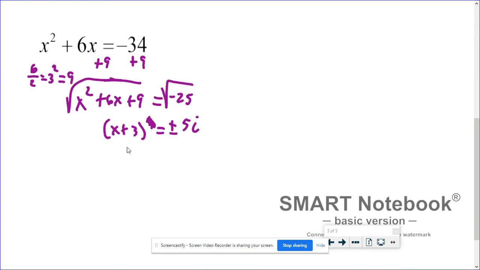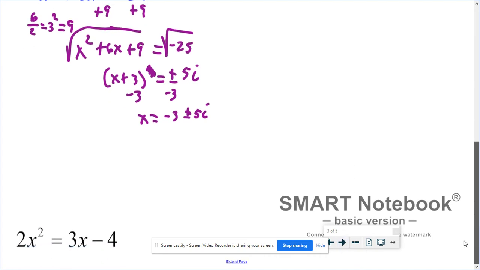Now I'm going to subtract 3 from both sides, and I get x is equal to negative 3 plus or minus 5i. Again, just understand that negative 3 plus 5i is one root, negative 3 minus 5i is the other root. This statement is 2 roots. We're going to skip that one. Don't worry about it. I'm not going to give you one like that.